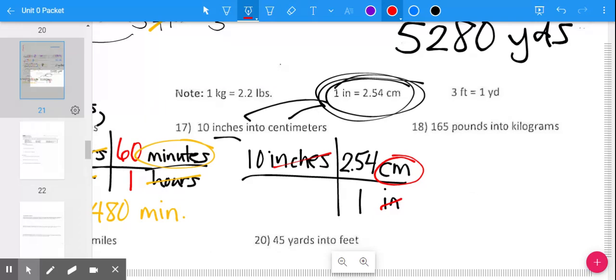So 10 times 2.54 is 25.4 over 1, which is equal to 25.4 centimeters.